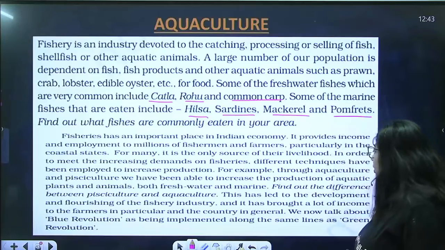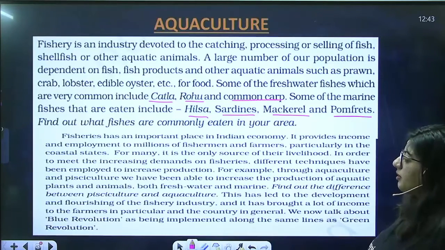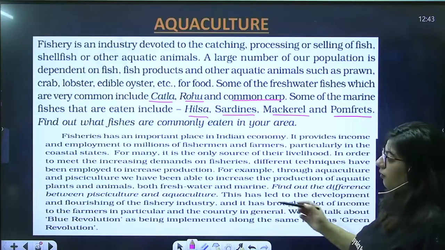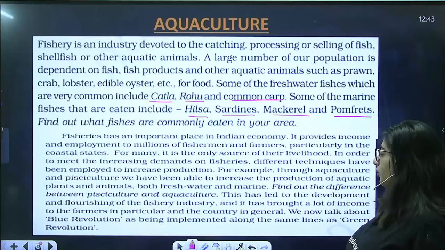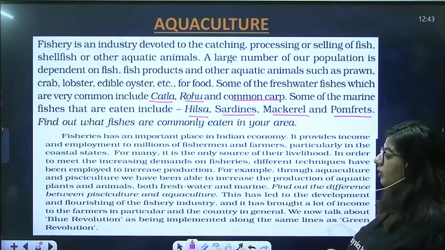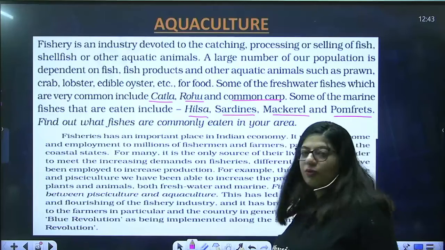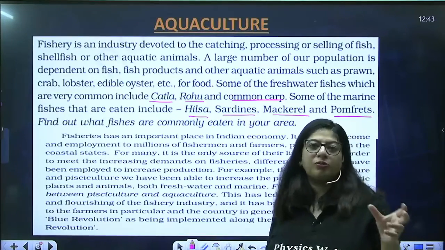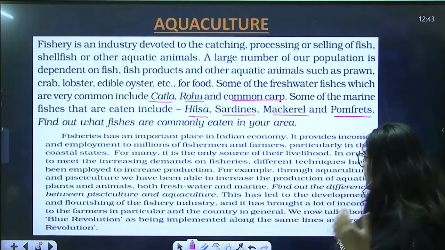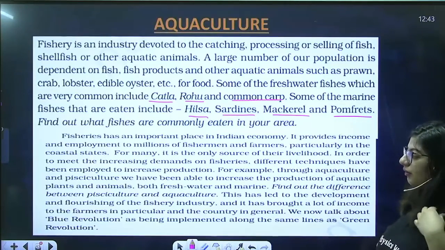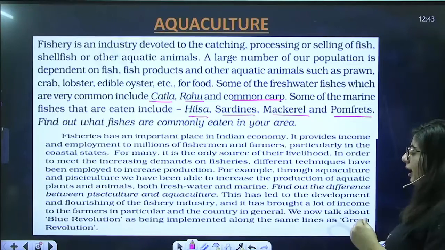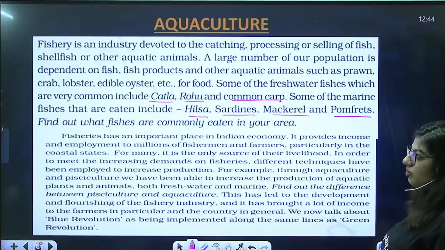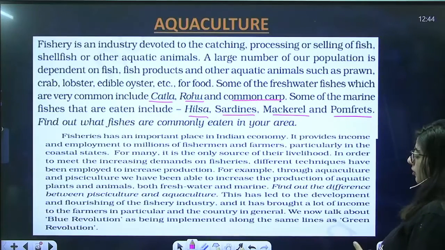For example, through aquaculture and pisciculture, we have been able to increase the production of aquatic plants and animals, both freshwater and marine. Find out the difference between pisciculture and aquaculture. Now you know, pisciculture is the rearing of fishes and aquaculture includes both plants and animals. This has led to the development and flourishing of the fishery industry, and it has brought a lot of income to the farmers in particular and the country in general.